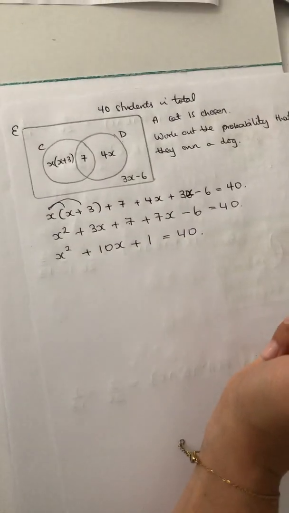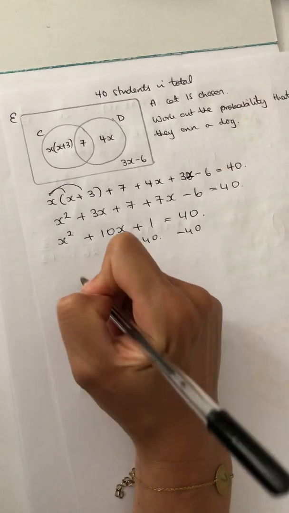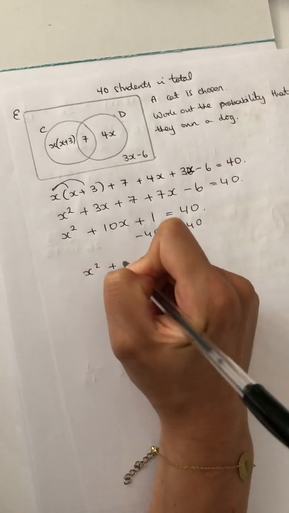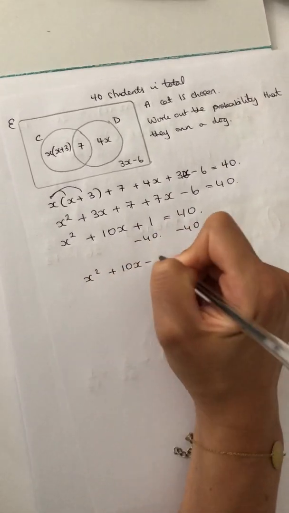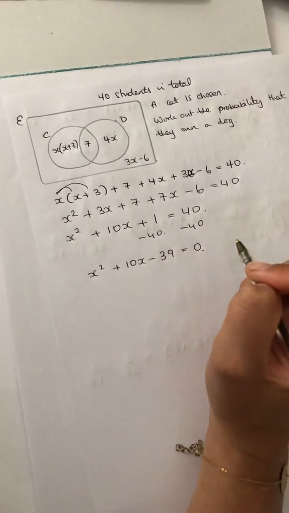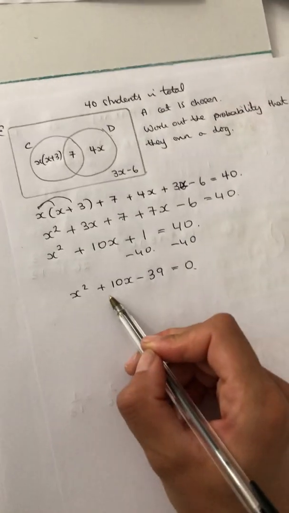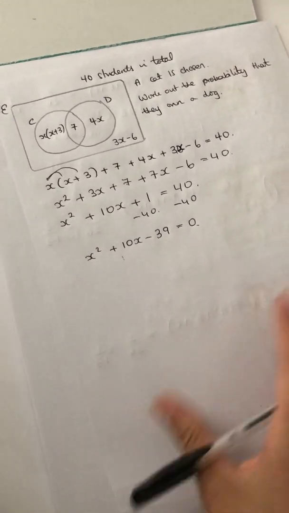We want to get everything on the left-hand side, so we want to take away 40 from both sides. We're left with x squared plus 10x minus 39, and that equals 0. You now want to find out what your x values are, so you want to solve the quadratic.